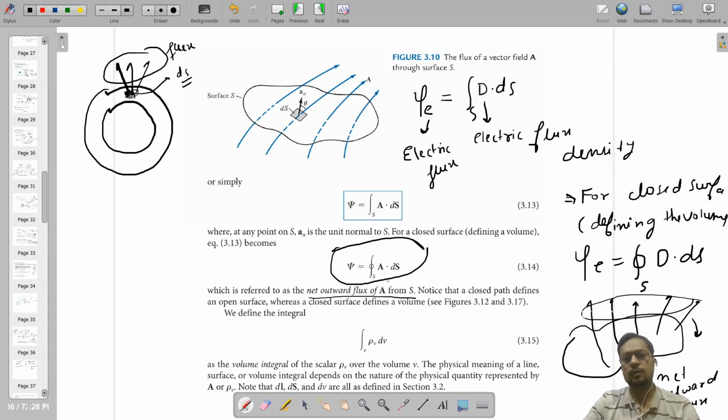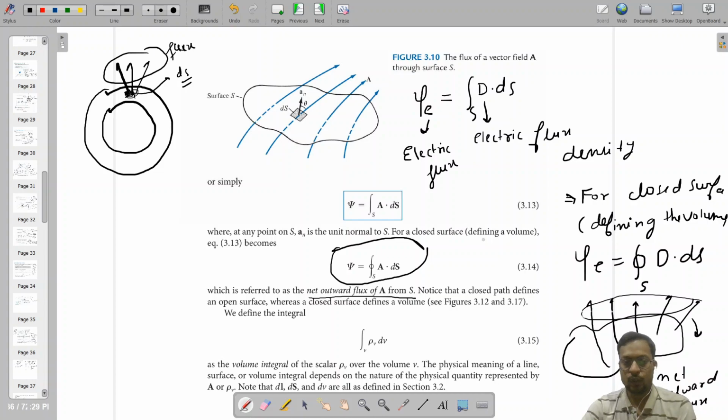Now we will study in the next classes how the surface integral can be converted into the volume integral and how the line integral can be converted into the surface integral. So again, we have studied the line integral, we have studied the surface integral, and we have seen the case of closed line integral and closed surface integral. The closed line integral is called circulation of a vector A, while the closed surface integral is called the net outward flux of vector A along the surface S.